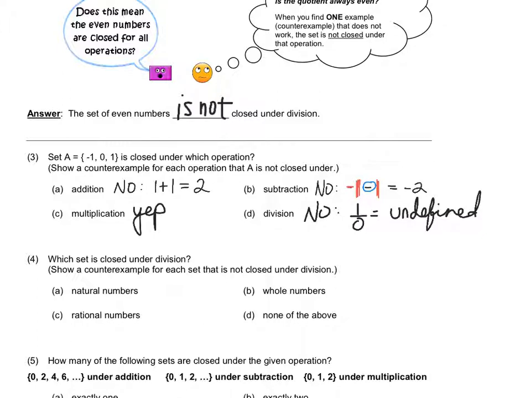Anything divided by 0 is undefined. So if you type a number divided by 0 into your calculator, it's going to give you an error message. I believe it says error undefined, or maybe error non-real. But it doesn't give you an answer. That's the whole point of this.